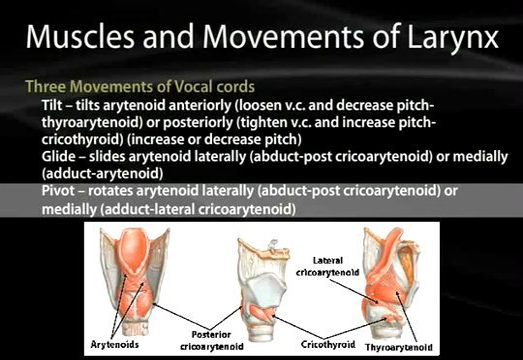What's going to happen with the reversal of these two actions is that you need to have the arytenoideus muscle to pull them together via the glide, and then you have the lateral cricoarytenoid as a muscle that's going to return them to the neutral position via the pivot.